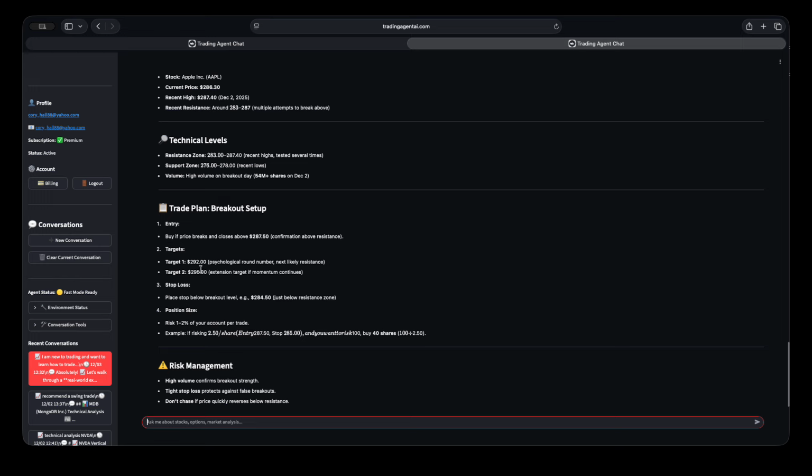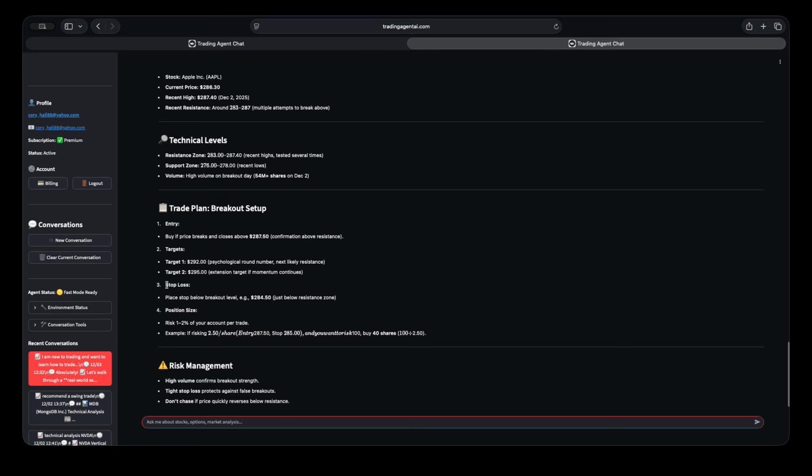And lock in those profits. So your first target would be 292, which is a psychological number level, and what that means is it's a whole number that is psychologically appealing to people, and so it's going to be the next likely resistance level. And then your target 2 is 295, which is an extension target if momentum continues.